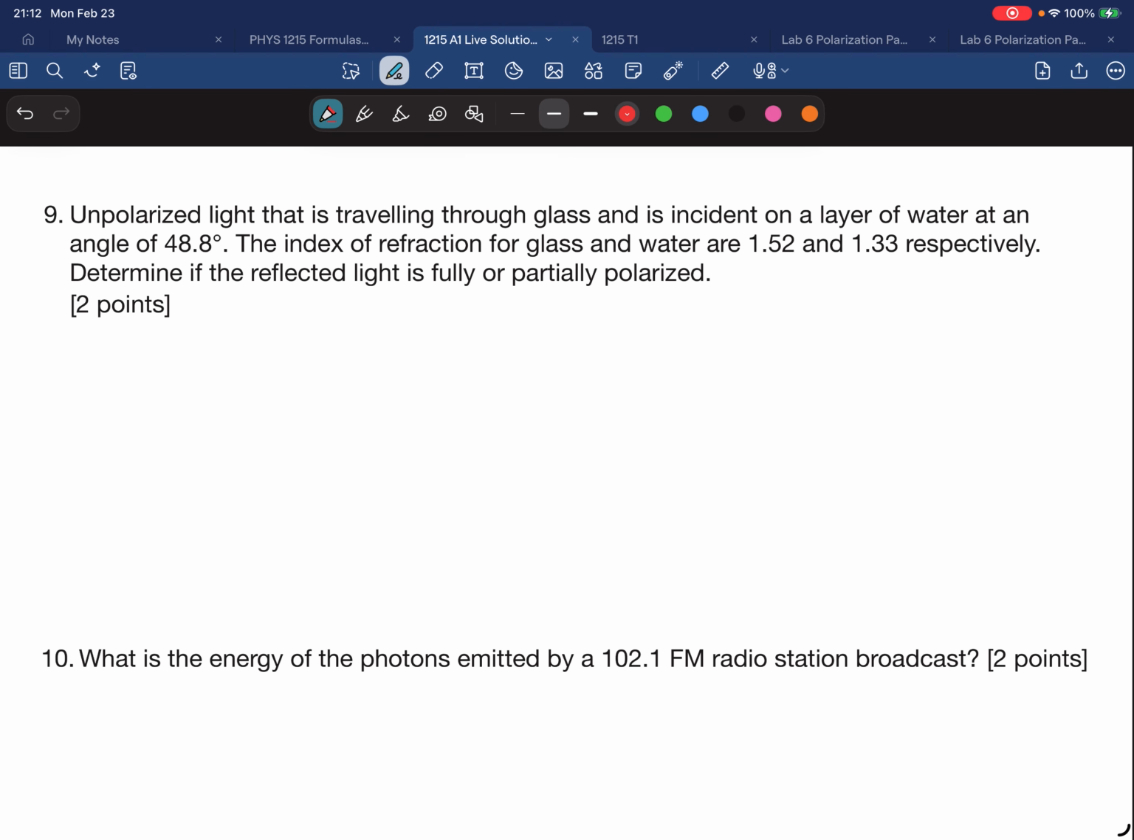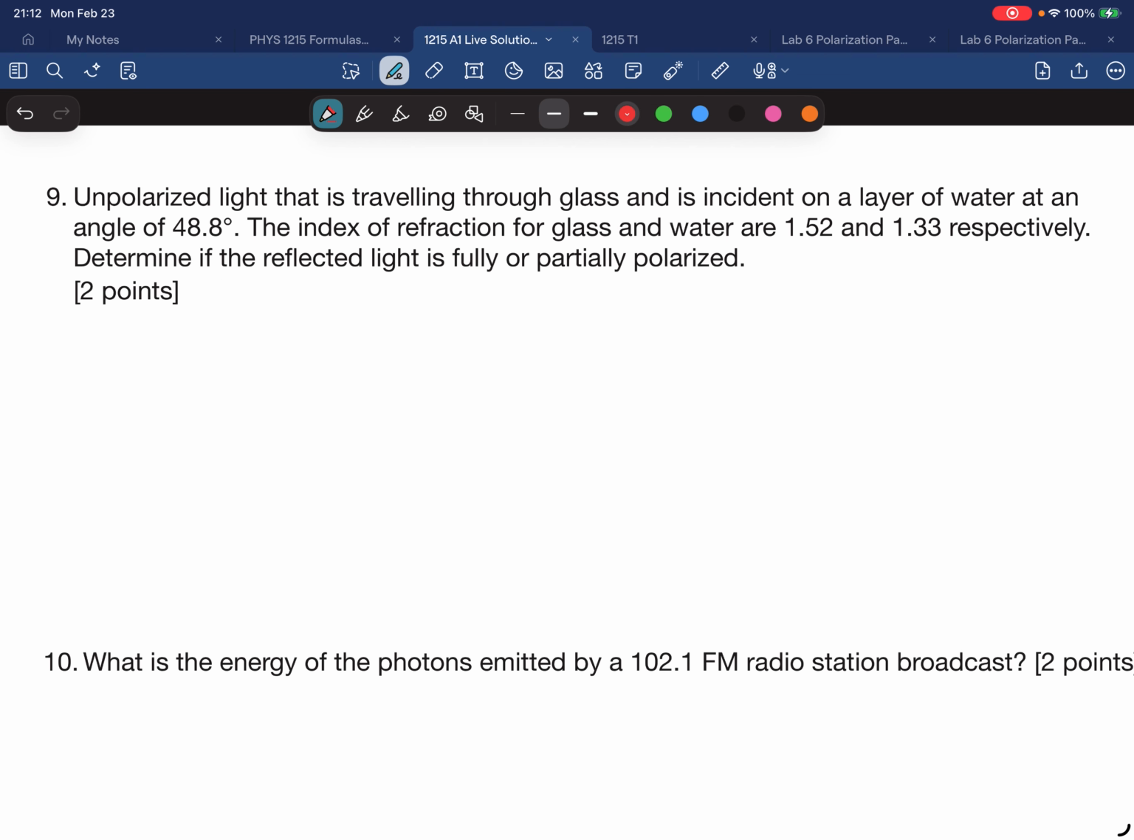Question 9. Unpolarized light that is traveling through glass and is incident on a layer of water at an angle of 48.8 degrees. The index of refraction for glass and water are 1.52 and 1.33 respectively. Now we're told that it's traveling through glass first, so this is N1, water second, that is N2. I put them in this order on purpose. Determine if the reflected light is fully or partially polarized.